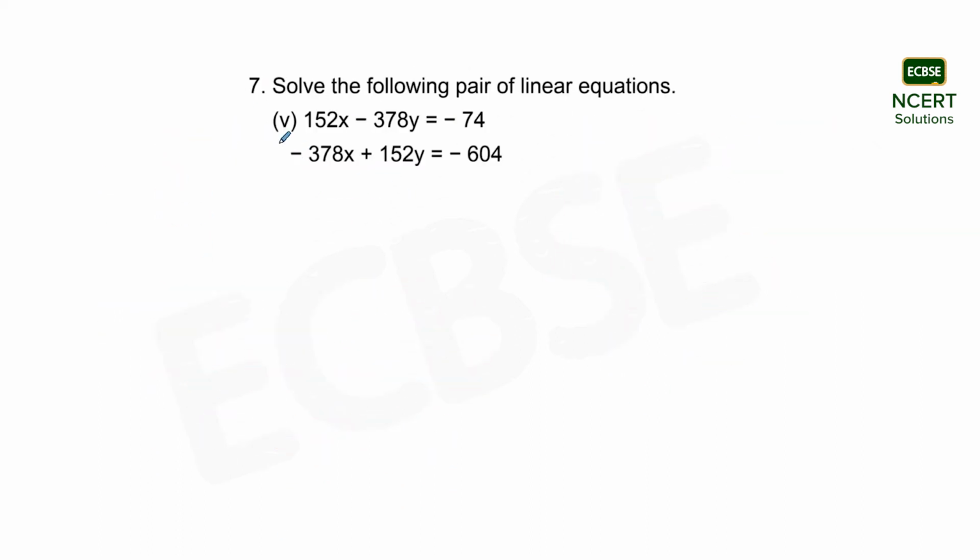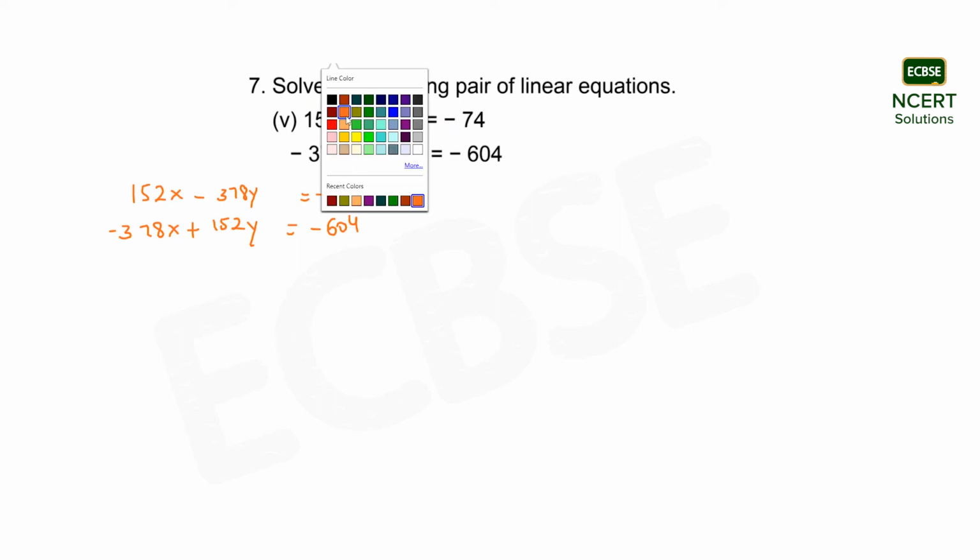So now coming to the fifth part of question 7, here the two equations being provided are 152x minus 378y is equal to minus 74, and the second equation is minus 378x plus 152y is equal to minus 604. So these are the two equations being provided in the question.